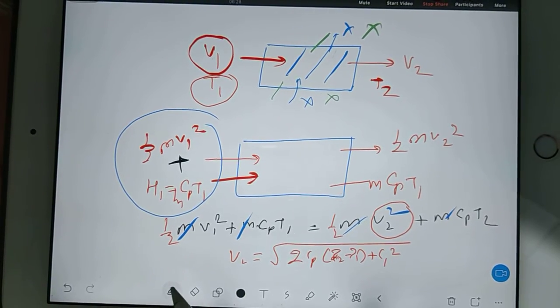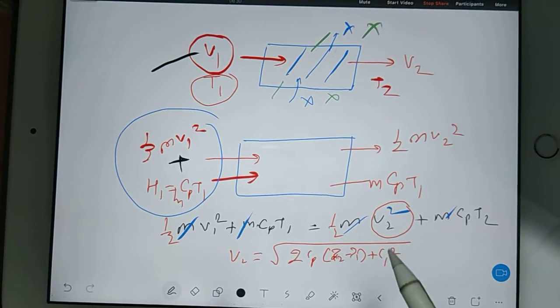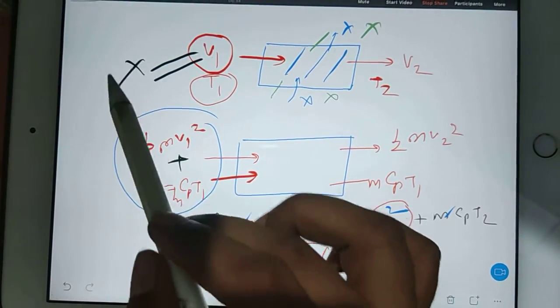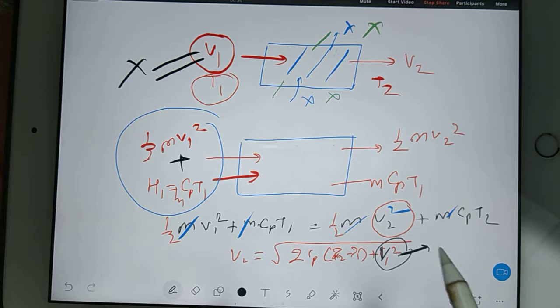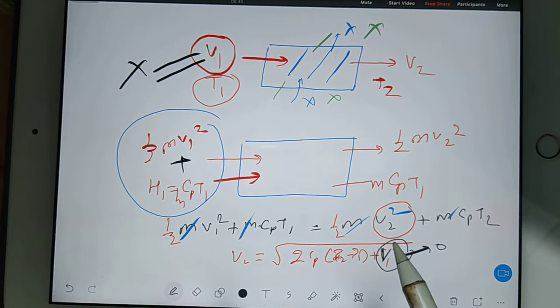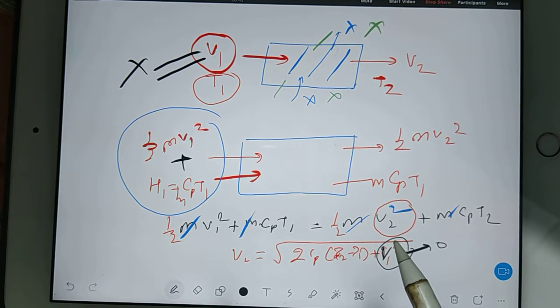Mostly in case of a nozzle, they don't give V1 velocity. So this V1 you can put 0. Okay, remaining questions I will give you in PDF.